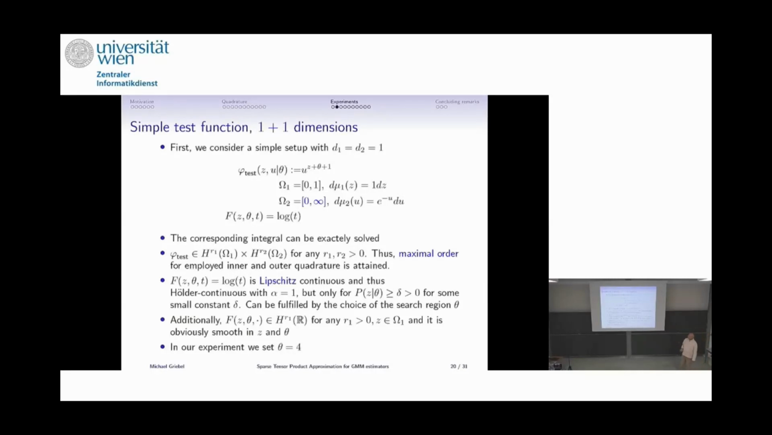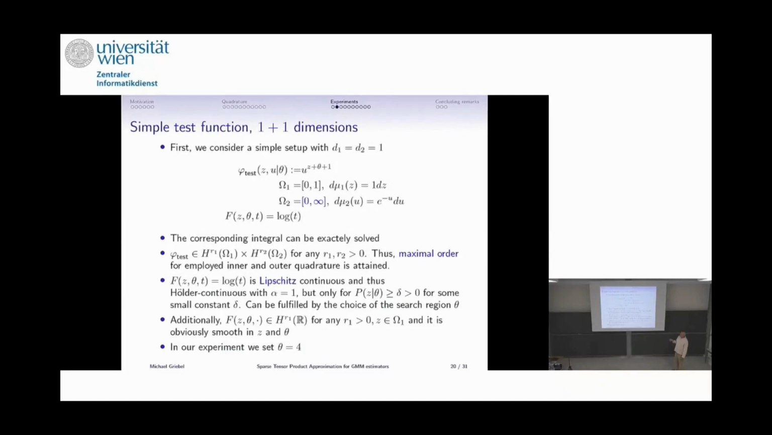active in the field. Before we go into that, a simple test function, 2 dimensions, one outer, one inner. A very simple inner function, psi test. Domains are 0, 1 and 0, infinity. They are not the same, but you can adapt your quadratures to that. And the f, the linking function, is the logarithm, not the identity. With the identity, we would be back to normal. So by the way, the integral can be solved exactly, and we know what we are after.